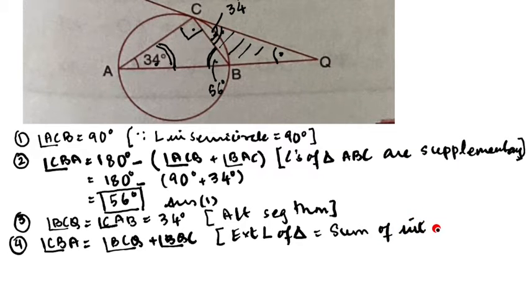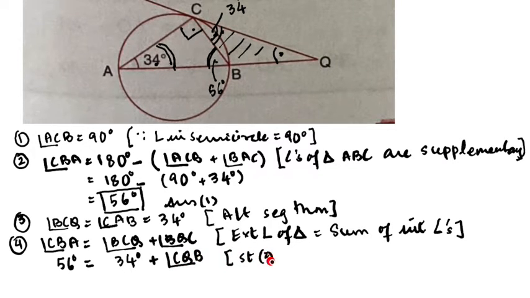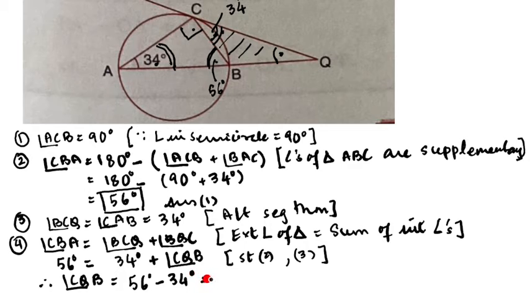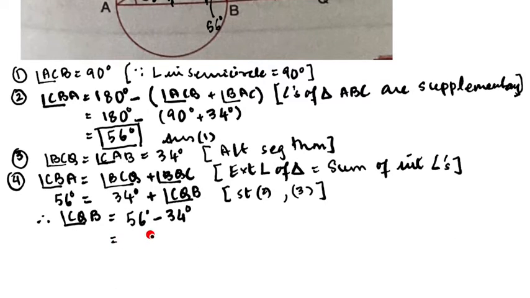interior opposite angles. So we will have 56 degrees equal to BCQ, which is 34 degrees, plus CQB, and this will be from statements 2 and 3. So therefore angle CQB will be equal to 56 degrees minus 34 degrees, which will be equal to 22 degrees, and this is our answer 2. Now this question is for 3 marks.